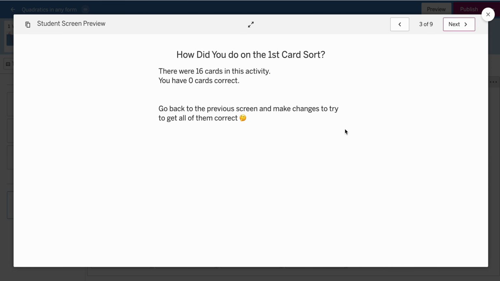Talking about feedback, you can also code each of these card sorts to make them self-checking, so they will see a screen which will tell them what portion of the cards they have sorted correctly.